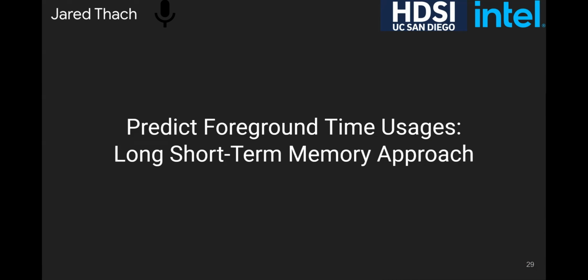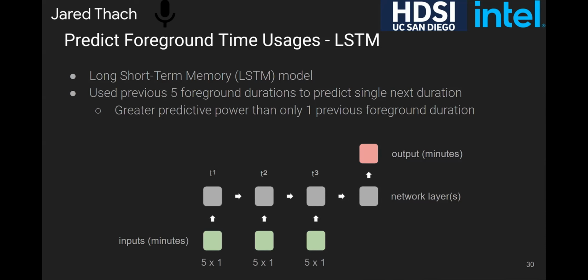For our second task, we wanted to predict future foreground application usage time. Again, we use an LSTM model for this task. Unlike our previous LSTM, which uses only a single previous instance to predict the next instance, we use the previous 5 instances to predict the next in this LSTM. This would result in greater predictive power for our regression-based problem of predicting foreground usage in minutes.